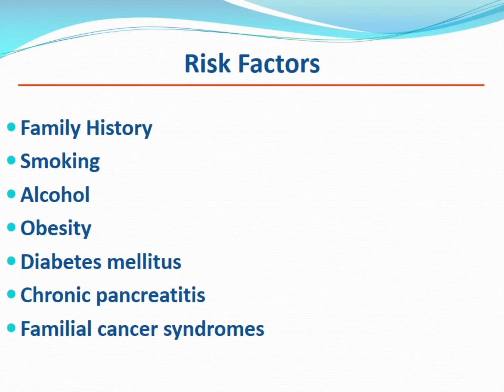The risk factors for ductal adenocarcinoma include family history of pancreatic cancer, smoking, alcohol, obesity, diabetes mellitus, chronic pancreatitis, and familial cancer.